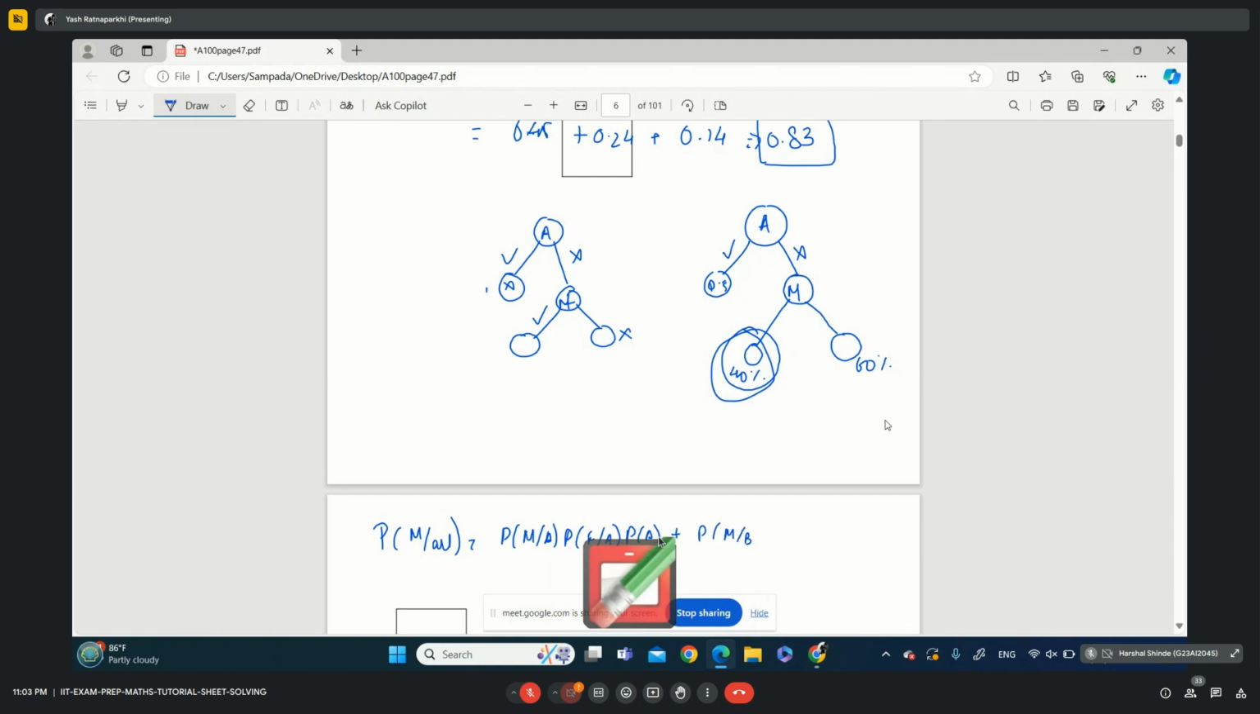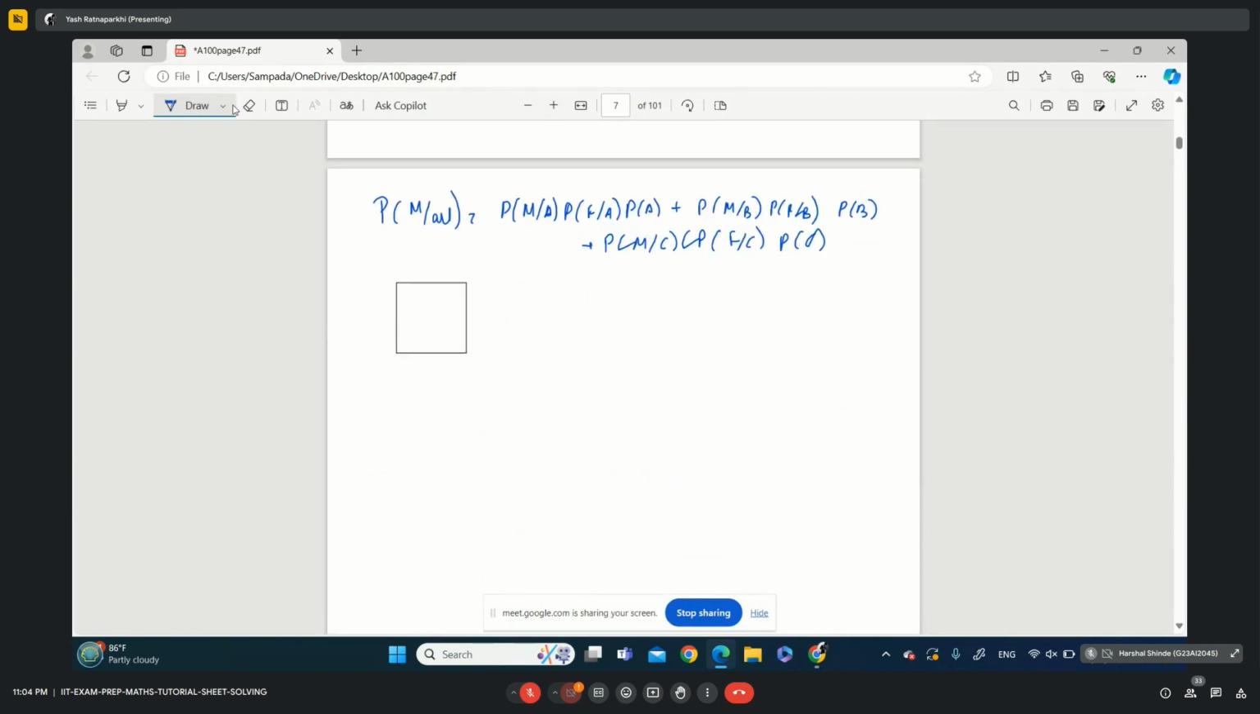Probability of marginal when B, marginal failure for B, plus probability of C, probability of failure given it is C, into probability of C. I'm sorry, my pen lead is not working as expected. That's why there might be a little issue in understanding. That's why I'm going slow.